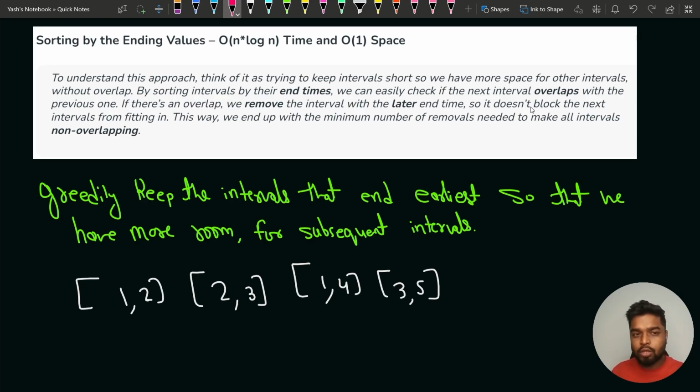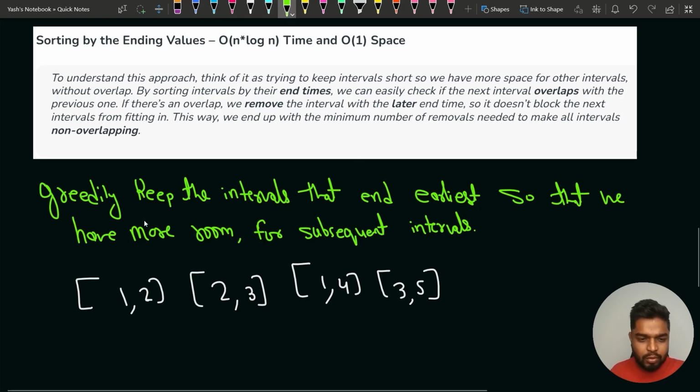Okay, so that it does not block the future intervals, it does not overlap with the future intervals, and this way we can end up with the minimum number of intervals that we need to remove. So the basic intuition is that greedily we keep the intervals that end the earliest, such that this will help us to have more space for the future intervals, and chances of overlaps will be lesser if you consider those intervals with the lesser endings.